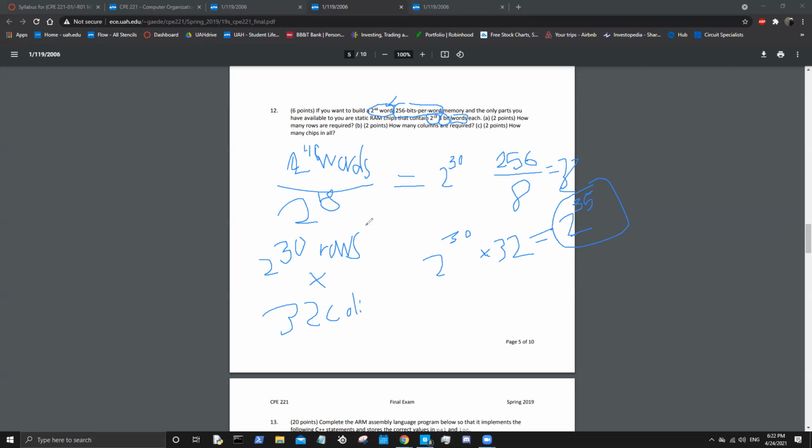So columns tend to be the larger portion or the larger unit. So a word is a larger unit than bits per word. And that follows for both. So you just have to remember the order of operations in these instances. Are there any questions on this one?